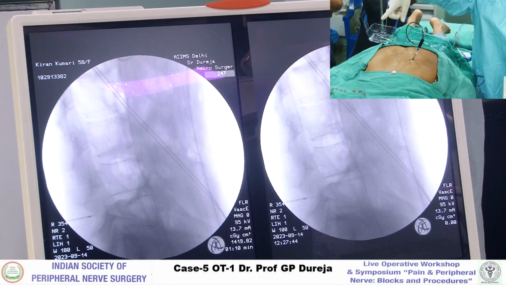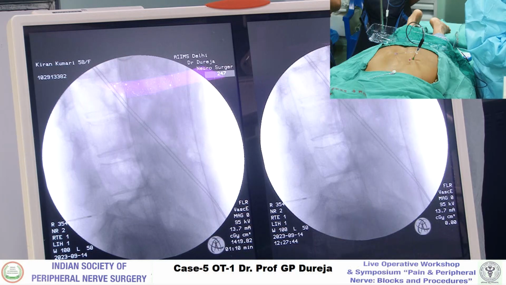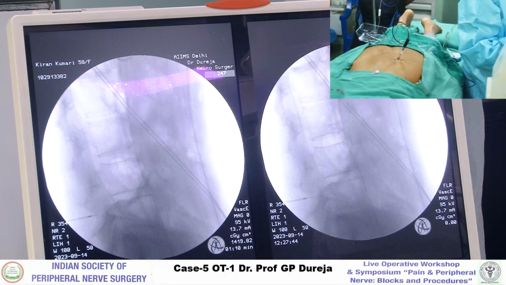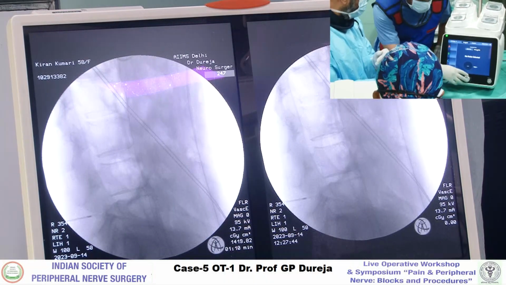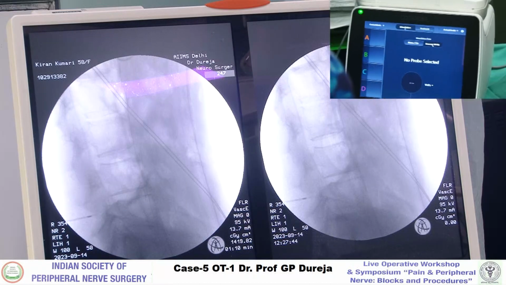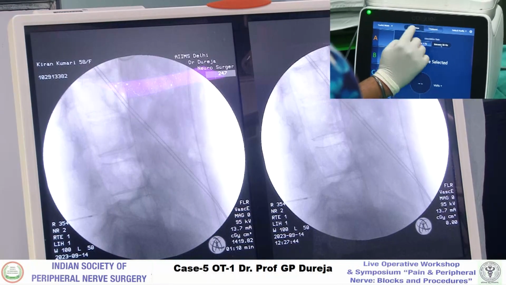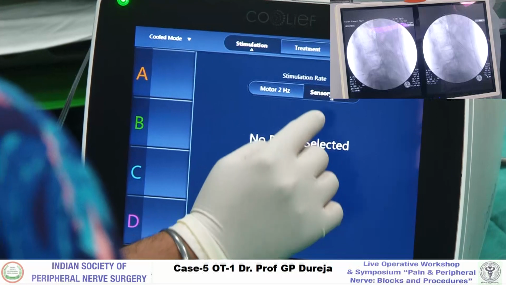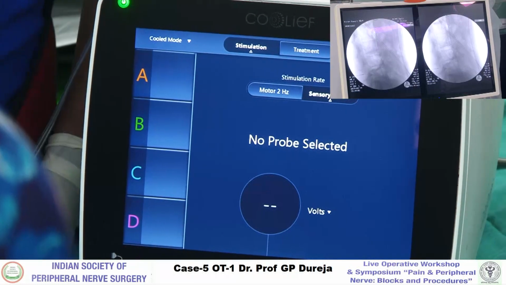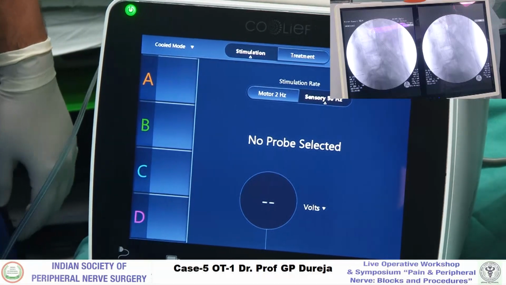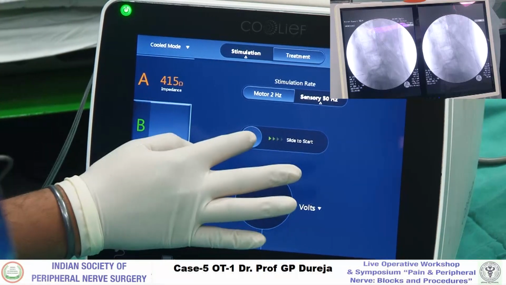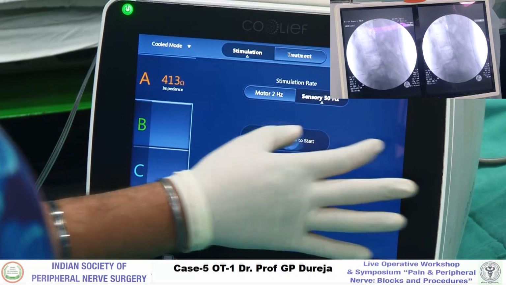So now we do the stimulation. First is the sensory stimulation at 50 hertz, and as we told in the morning, 0.4 to 0.5 volt. You check whether there is any radiation of pain to the leg. Although you have confirmed under lateral and AP, you still have to do a sensory and motor stimulation. Tell us if you feel any current. We are starting now.